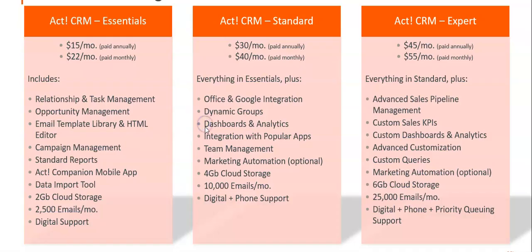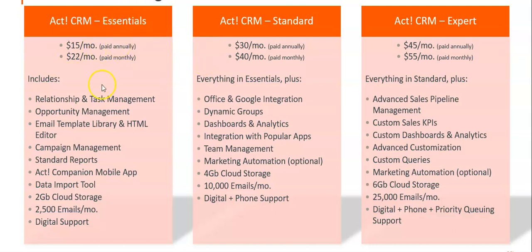and talk a little bit about the pricing and the structure. So Act CRM comes in 3 tiers: an Essentials, a Standard, and an Expert tier. We want to review with you real quick what is included in these. Now there are 2 prices. There's a price if you choose to pay monthly, and there's also a monthly fee if you pay annually. Of course, there's a discount associated with paying the entire year up front.